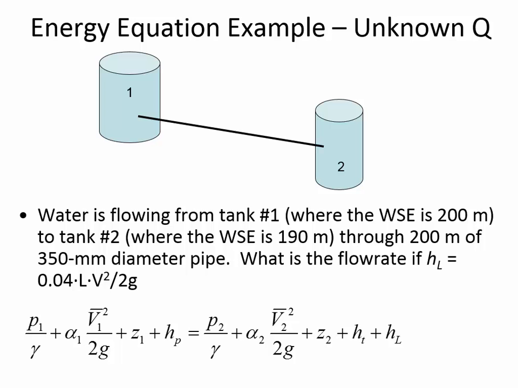So what v is this? Is this the velocity at 1? Is it the velocity at 2? Some other velocity? It's the velocity in the pipe, right. So it is how quickly the water is moving through the pipe. That's the velocity that you use in the head loss term.